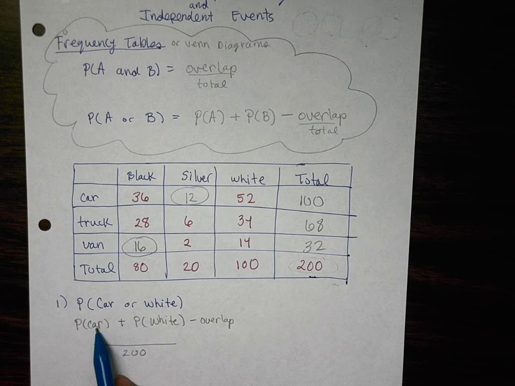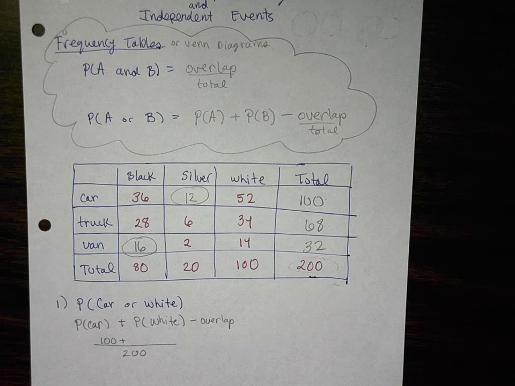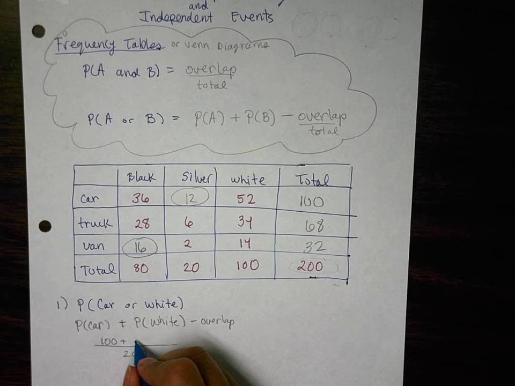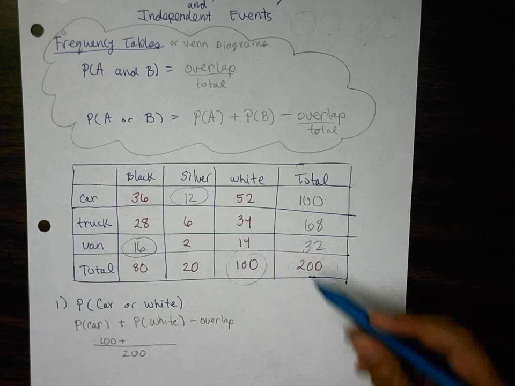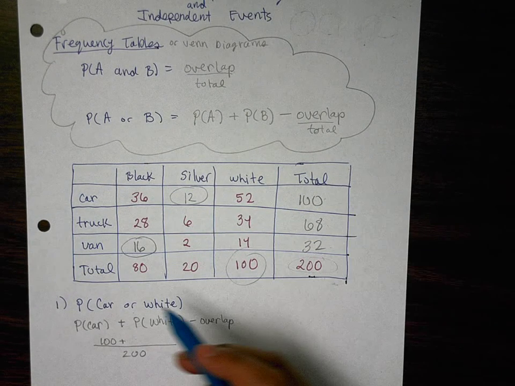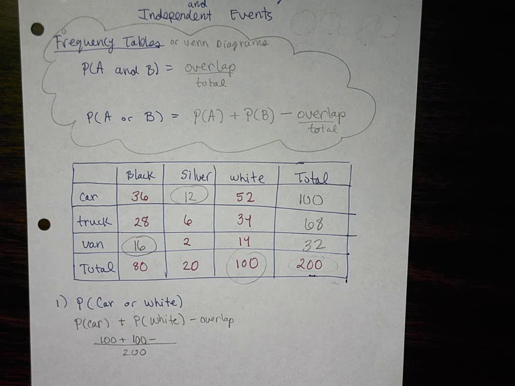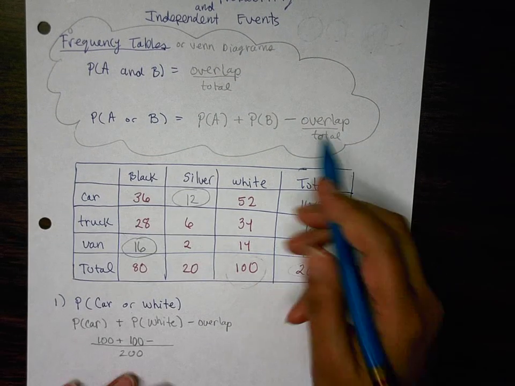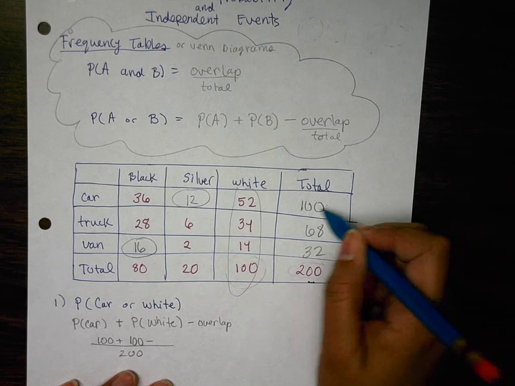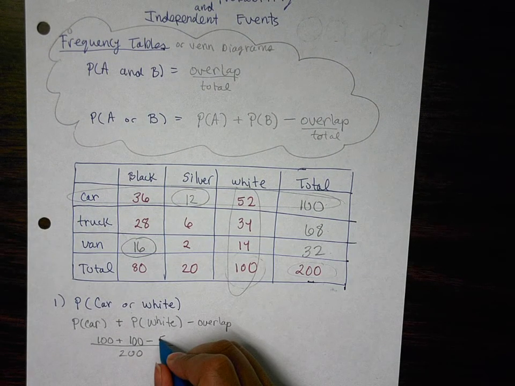What's the probability it is a car? How many cars total do I have? Plus, how many white vehicles total do I have? No, total white vehicles. 100. Do you see that? Total white vehicles is 100. Take away the overlap, which is white and vehicle at the same time. That was the one we talked about earlier, right? Here's white, here's car. White cars are 52.